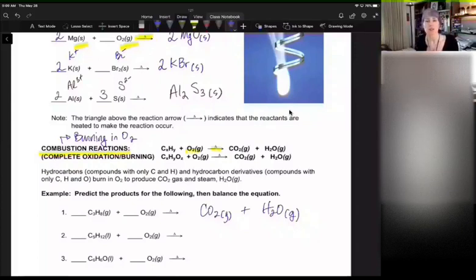Okay, so when you notice that this is a combustion reaction, we are going to start with your carbon. Balance carbon first, then balance your hydrogen, and the last thing you're going to do is balance your oxygen. So in this first one, we'll have 3 carbon over here. That means we need 3 here.